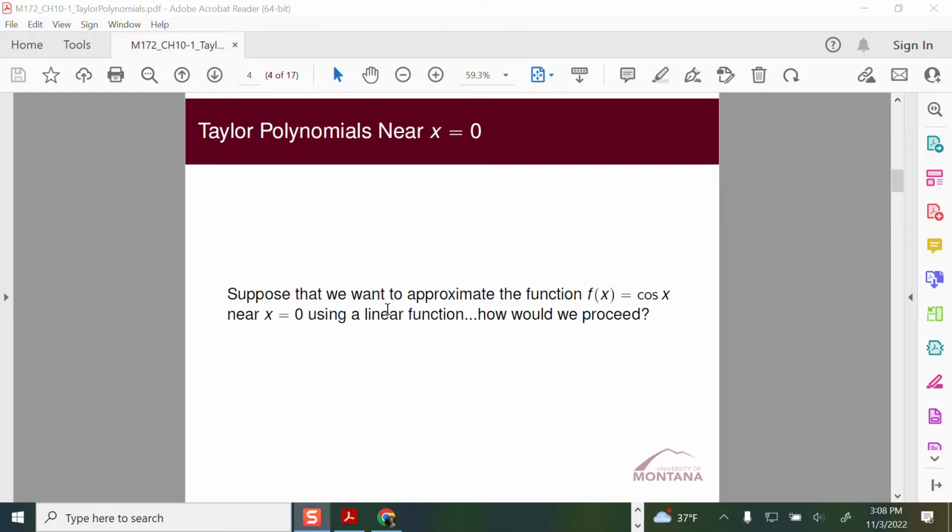In particular, this approximation methodology leads to a type of polynomial called a Taylor polynomial. And so you'll hear me referring to it as Taylor polynomial. So suppose we wanted to approximate the function f of x equals cosine x near x equals 0 using a linear function. How would we proceed?